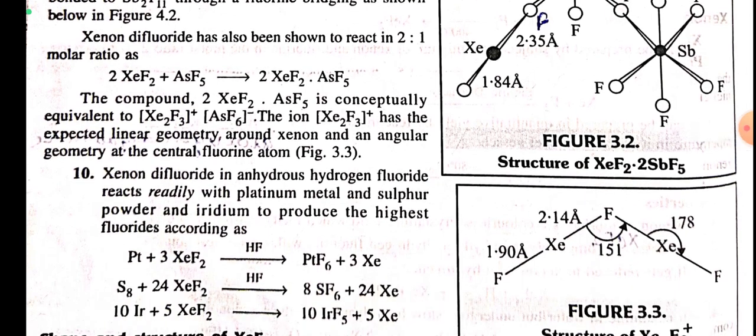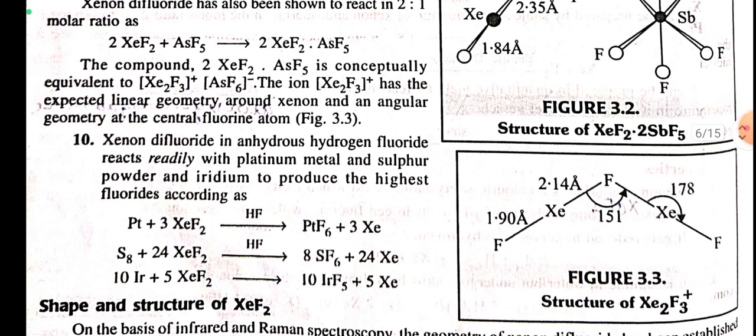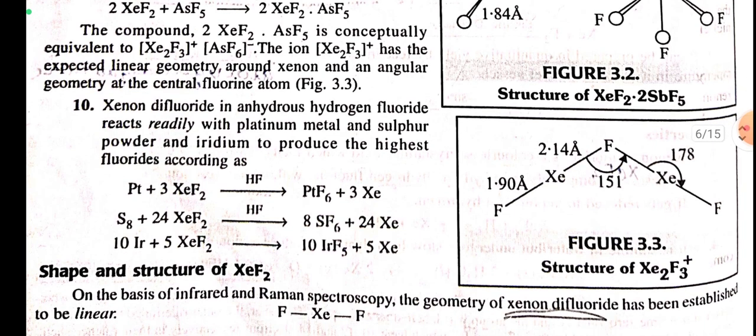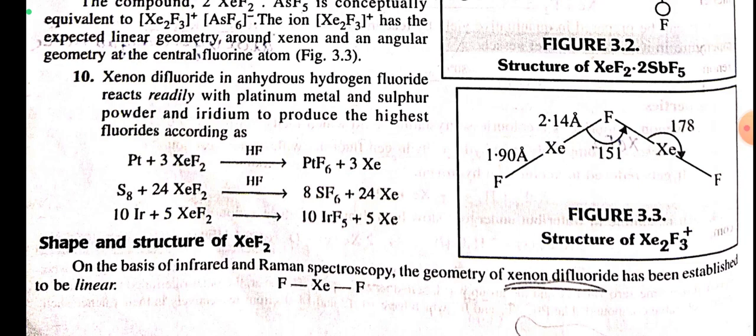Xenon difluoride has also been shown to react in 2:1 molar ratio. Two molecules of xenon difluoride react with arsenic pentafluoride to give 2XeF2·AsF5. This compound is conceptually equivalent to Xe2F3+ AsF6-. The ion Xe2F3+ has the expected linear geometry around the xenon and angular geometry at the central fluorine atom.